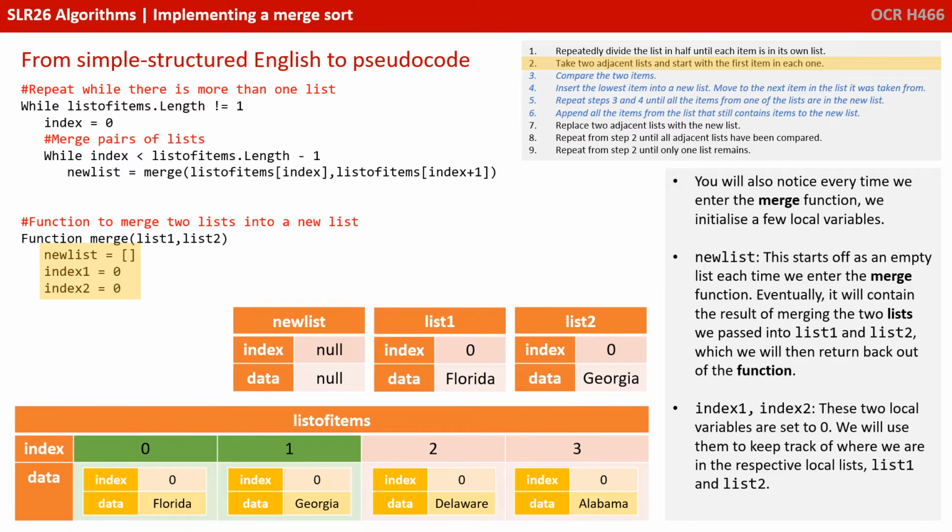You will also notice every time we enter the merge function, we initialize a few local variables. There's new list. This starts off as an empty list each time we enter the merge function. Eventually, it will contain the result of merging the two lists we passed in, list 1 and list 2, which will then return back out of the function. Index 1 and index 2 are two local variables set to 0, and we're going to use them to keep track of where we are in the respective local lists, list 1 and list 2.